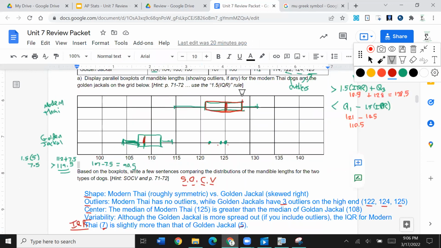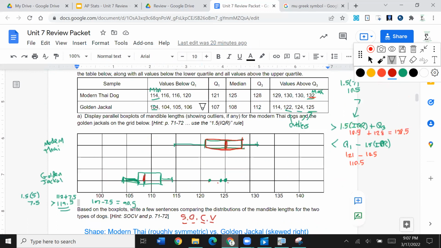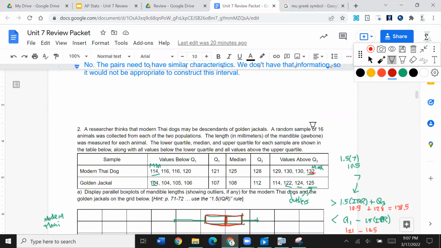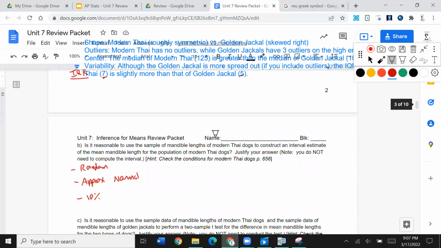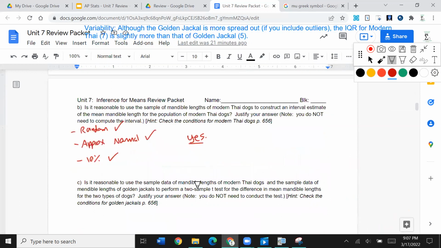See, for modern Thai, we don't have any skewness or strong outliers. And if you look over here, it says a random sample of 16 animals was collected for each of the 2 populations. We also know that 16 is less than 10% of all the animals that would exist in this population. So we've met those 2 conditions, and because of this graph, we've now met the approximately normal condition. I'm not going to write all this out, but it's a random sample, we've met the condition there, and of course, we're not sampling more than 10%. So I'm just going to say yes here. I don't have the full explanation on the answer, but you can see it on the answer key.